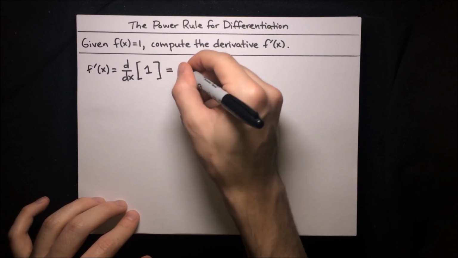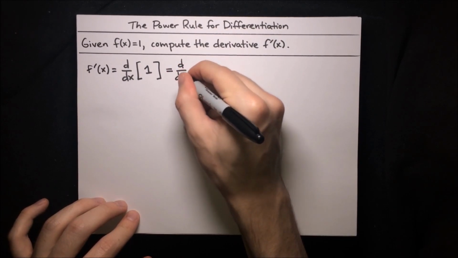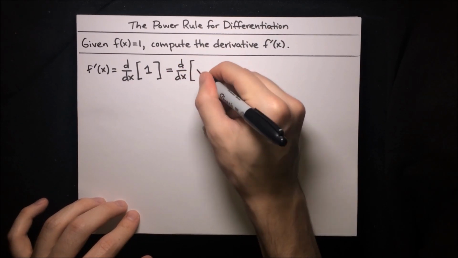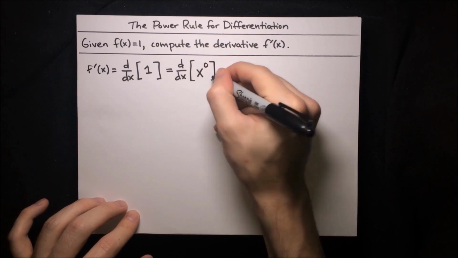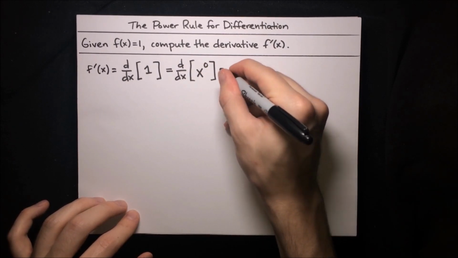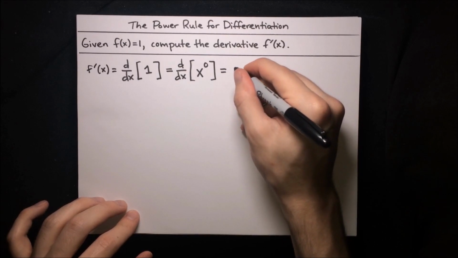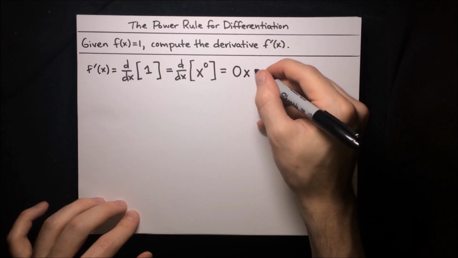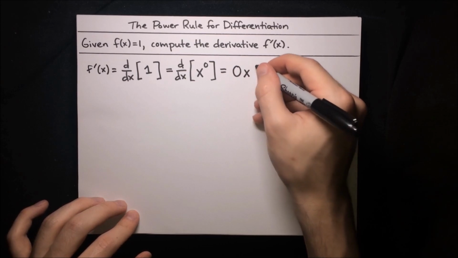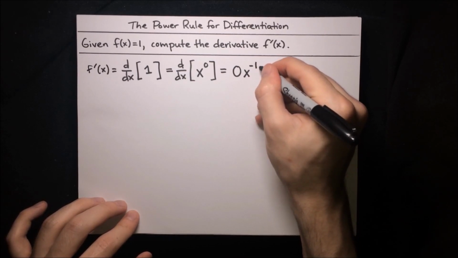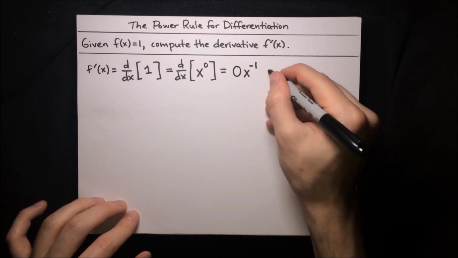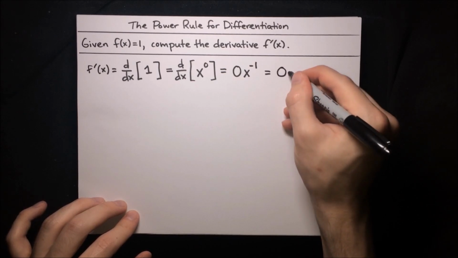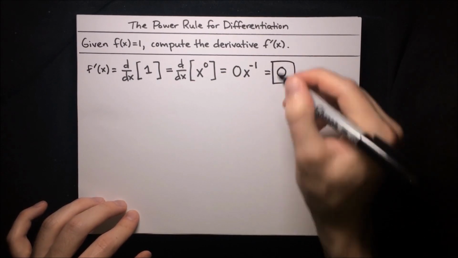So instead of writing it as 1, we can write it as x to the power of 0. And then applying the power rule, we just bring down that exponent, so 0 times x to the power of exponent minus 1. So 0 minus 1 is just negative 1. But hey, anything times 0 is just 0. So the result then is just 0.